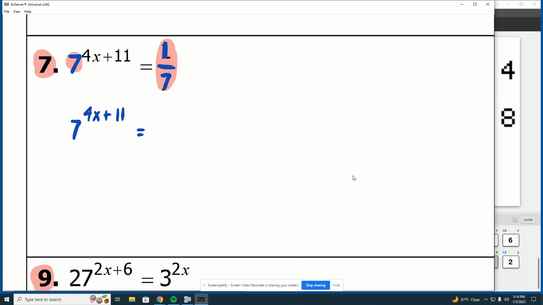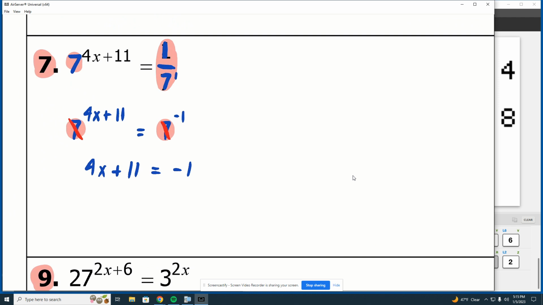Well, remember, 7 on the bottom is just 7 to the first power. So I can move that back to the top and make it 7 to the negative first. That's another way we can rewrite 1 over 7 to make it have a base of 7: 7 to the negative first power. And now that my bases are the same, I drop my bases, and I take what's remaining in the exponent spot, 4x plus 11, and I set it equal to negative 1.